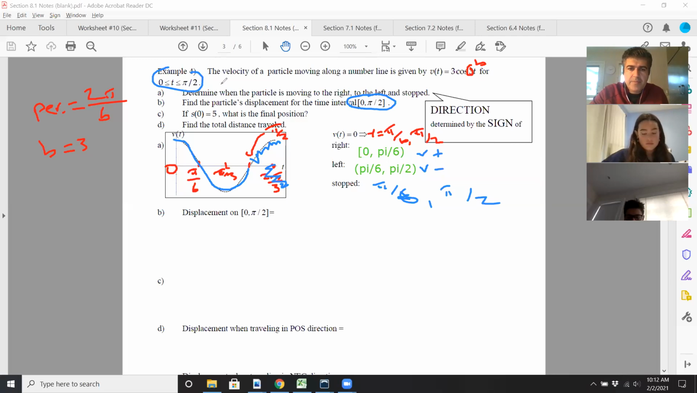So I already took care of part A. That's done. For part B, the displacement is simply the integral from 0 to pi over 2 of my velocity function.